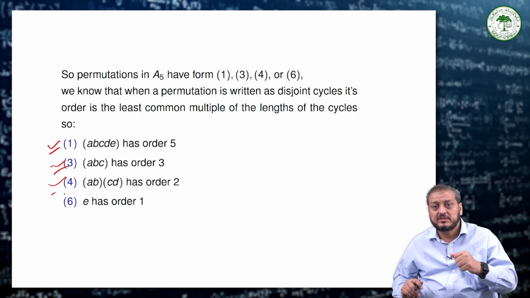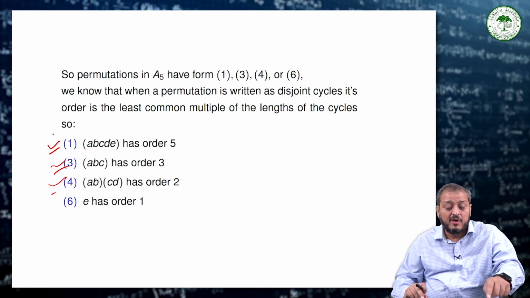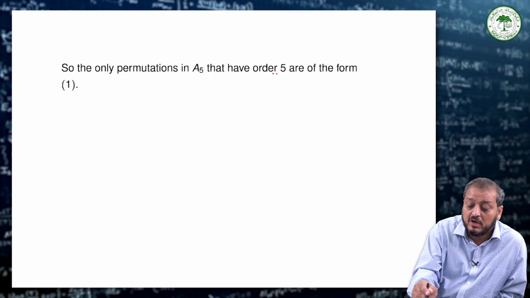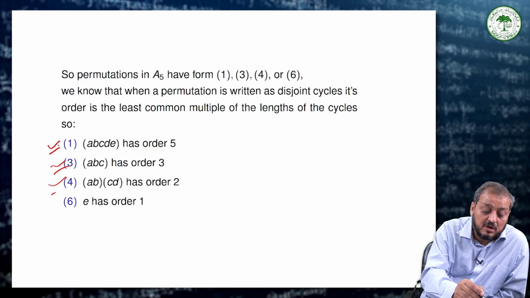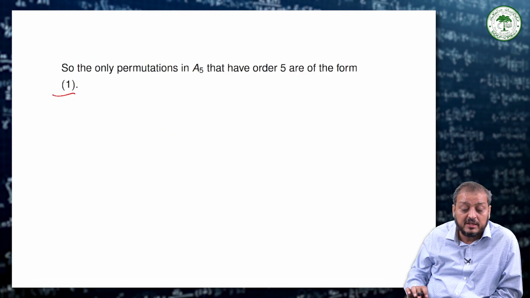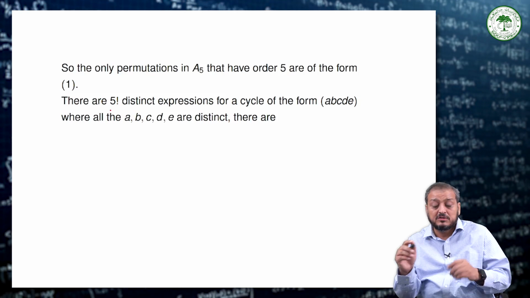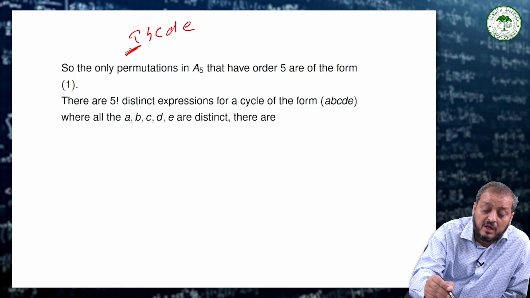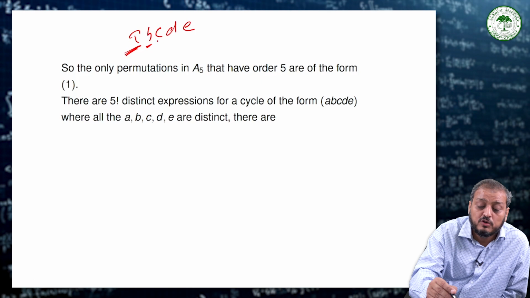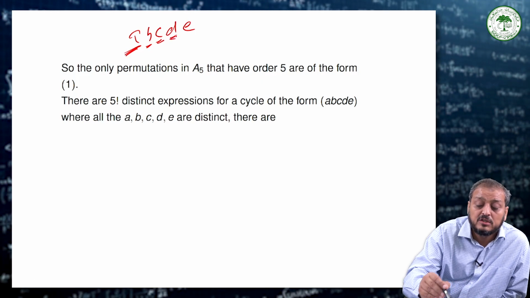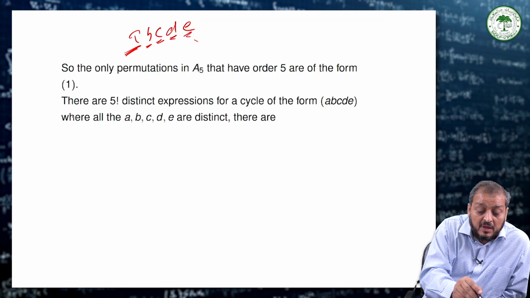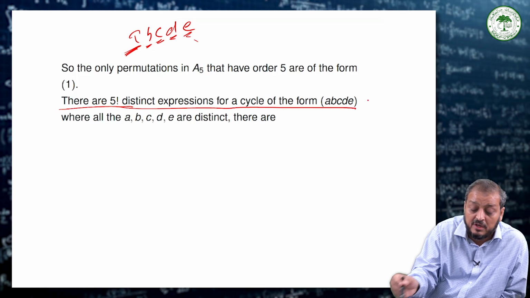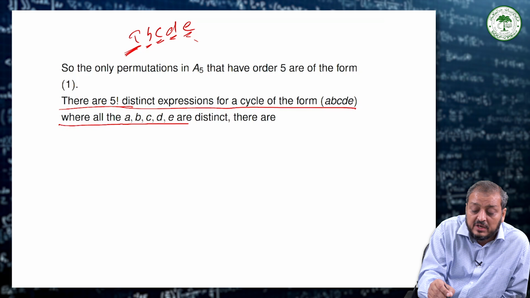So we start from the first form, A, B, C, D, E. The only permutations in A5 of order 5 are of this form. For this form, we have 5 choices for A, then 4 choices for B, 3 choices for C, 2 choices for D, and 1 choice for E. So there are factorial 5 distinct expressions of the cycle of the form A, B, C, D, E, where all of A, B, C, D, E are distinct.